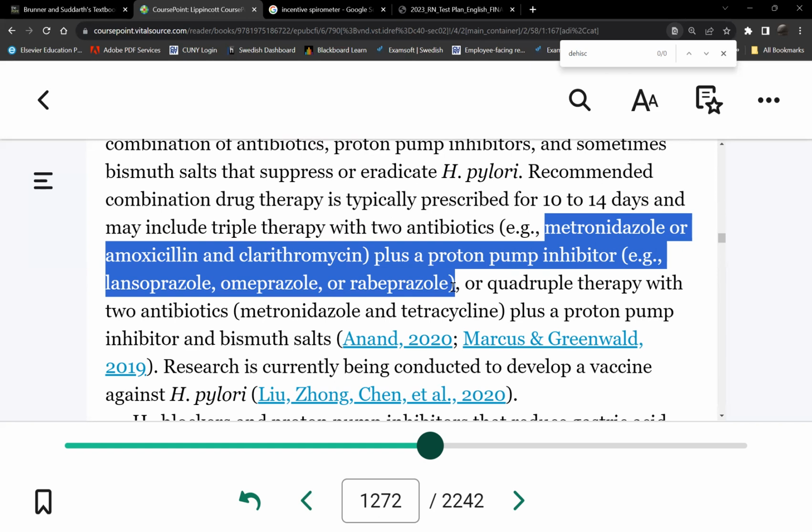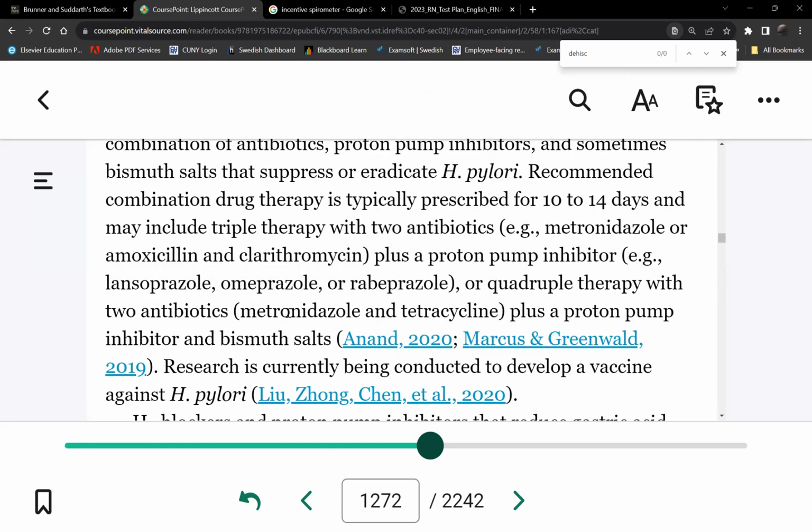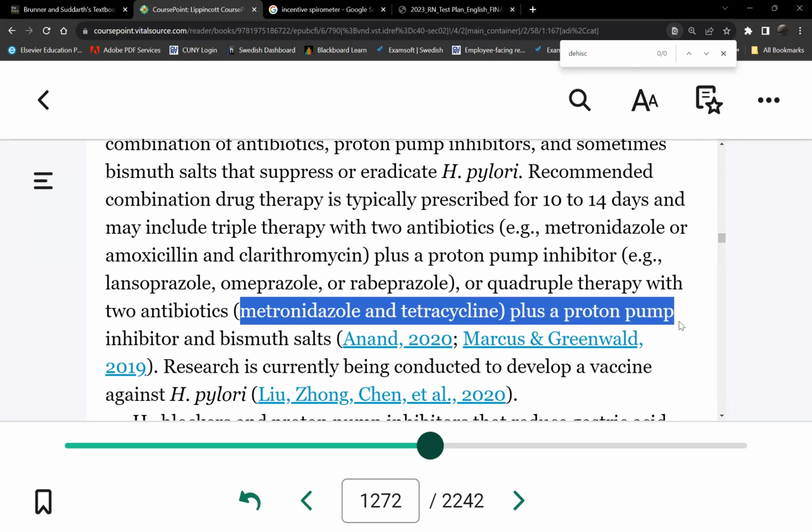And then there's the quadruple therapy. They can do 2 antibiotics and a PPI and then a bismuth salt. A bismuth salt is like Pepto-Bismol.